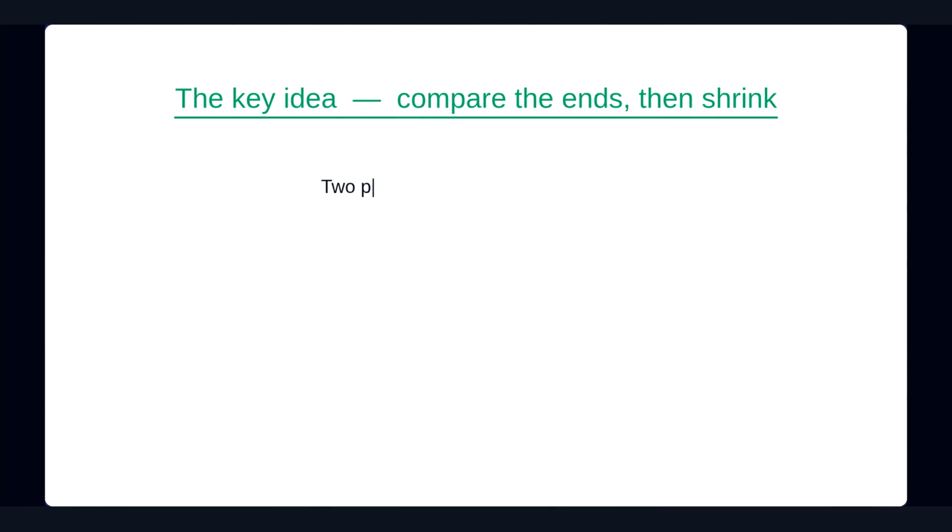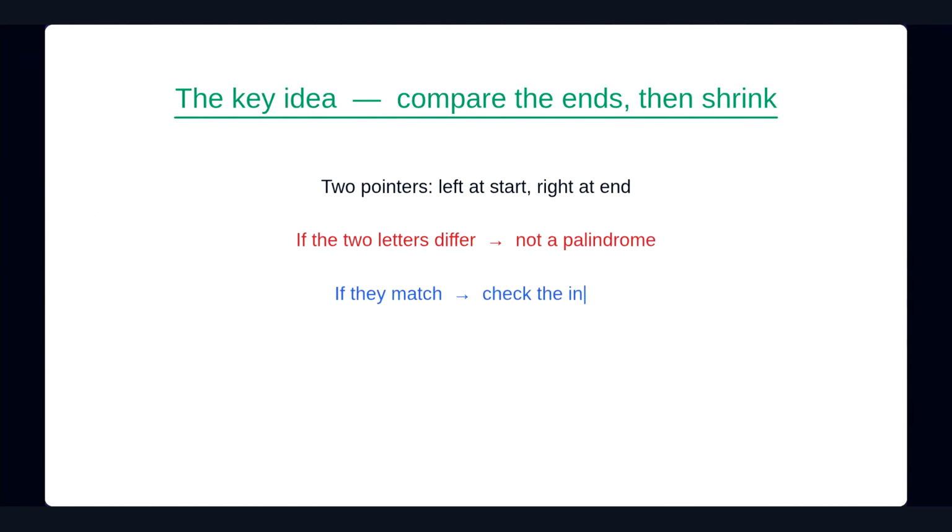We compare the first and last letters. If they are different, we can stop right away and say it is not a palindrome. If they match, the outer pair is fine, so we move both pointers inward and check the smaller word inside the same way. The pointers keep closing until they meet or cross, and if we get that far without ever finding a mismatch, every pair matched, so it is a palindrome.